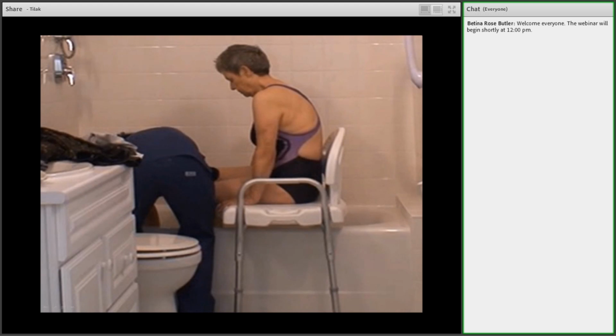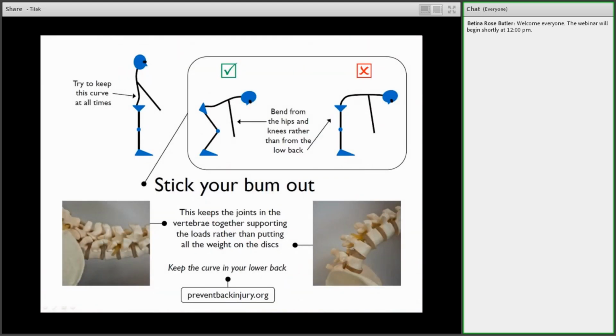This is where our third message comes in, which is if you have to bend, there's a better way to bend, the key being that you want to maintain the neutral curve in your spine. And so in the picture under the green check mark, you can see we have this person bending with what we call a hip hinge, so bending more from the hip rather than flexing the spine.